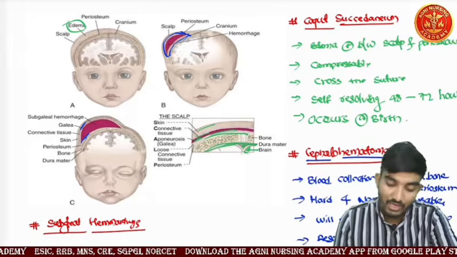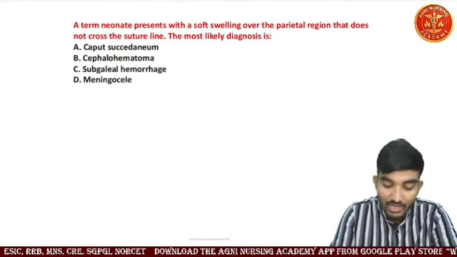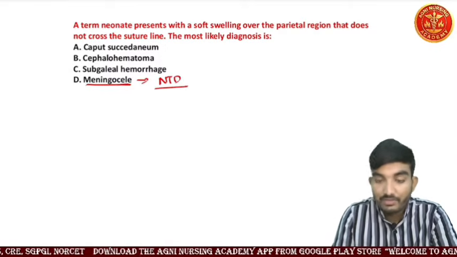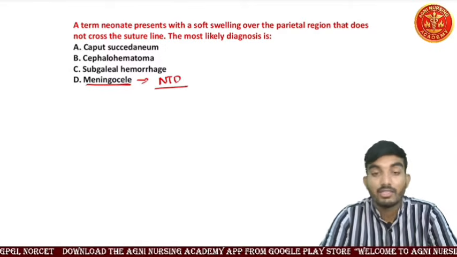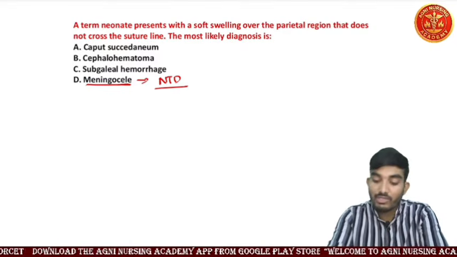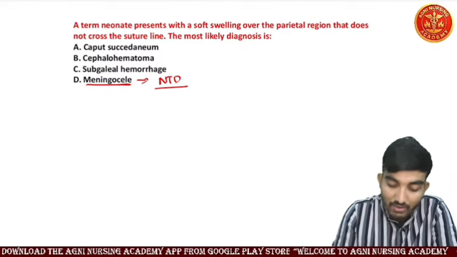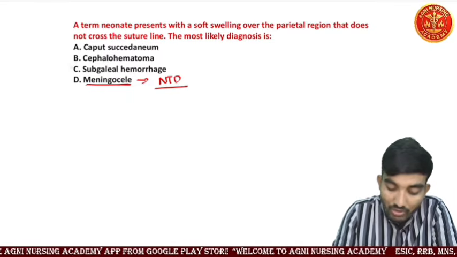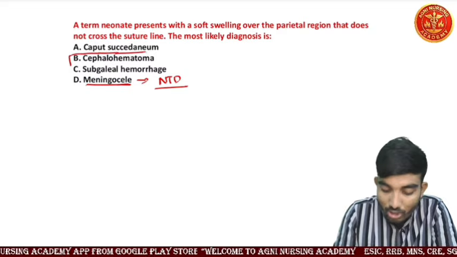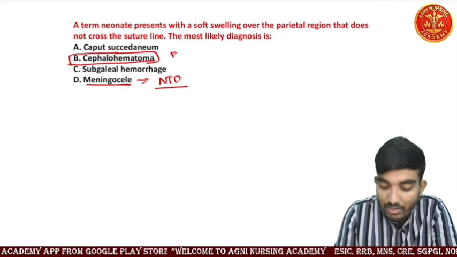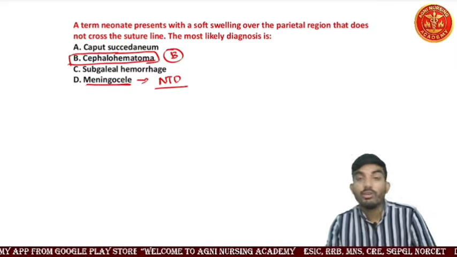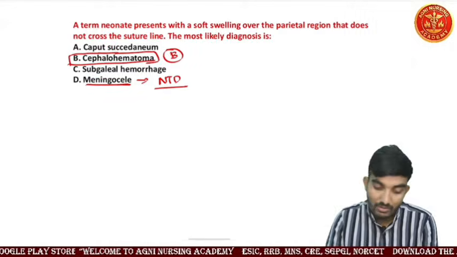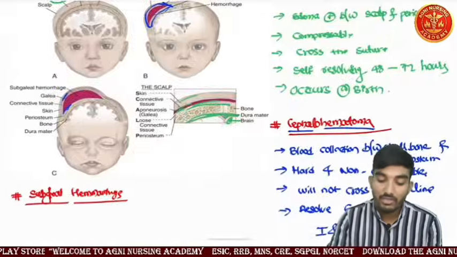Now we will go to our question and see the answer. Another one is meningocele. Meningocele is a neural tube defect. It will not diffusely swell the skull over the region. Our answer for our question is: it will not cross the suture lines. It's cephalohematoma. Option B is the correct answer for our question.